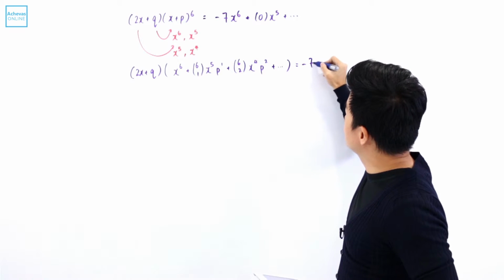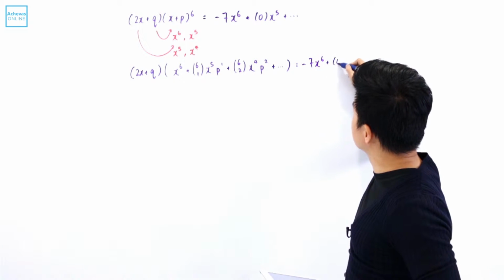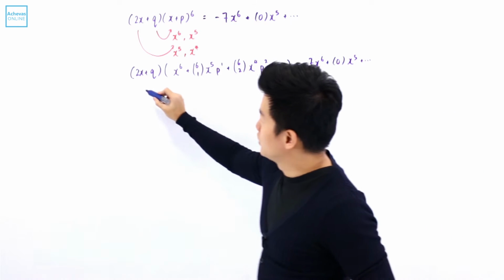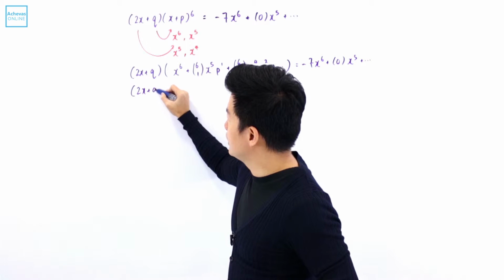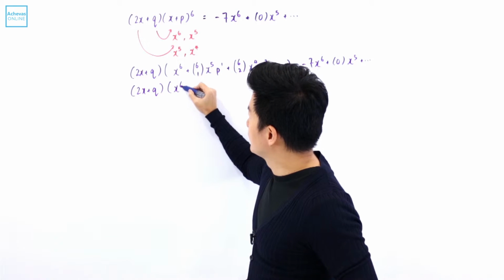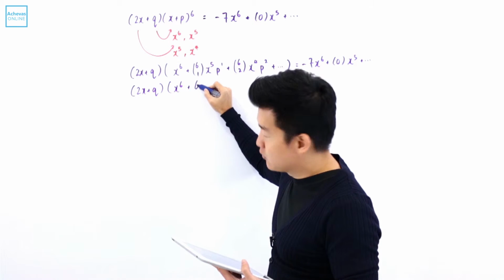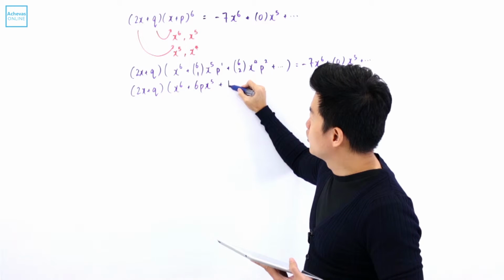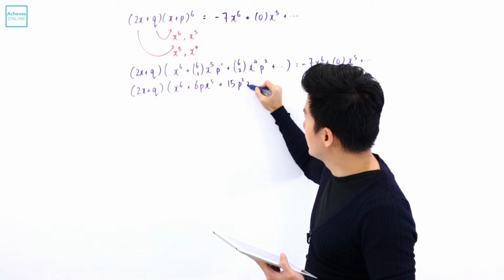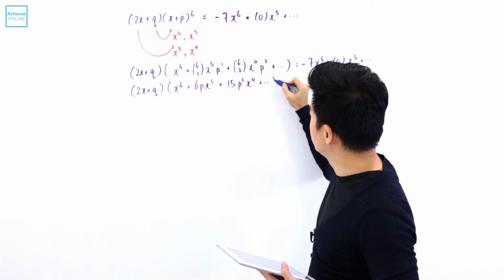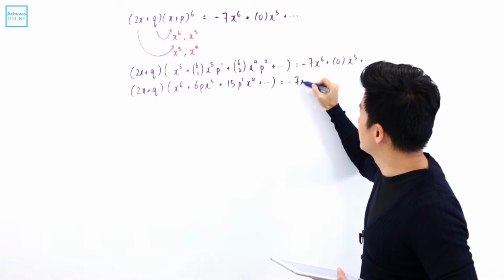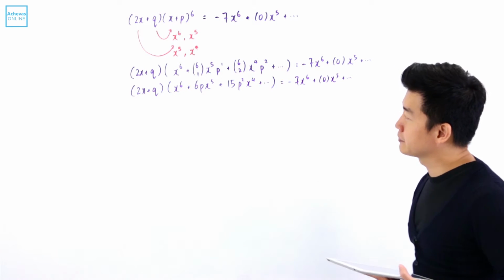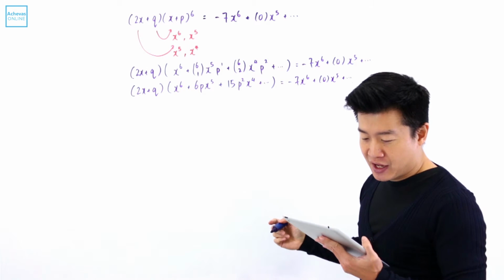This is equal to minus 7x to the power of 6 plus 0 of x to the power of 5 and so on. So this is 2x plus q multiplied by x to the power of 6 plus, here it will be 6p x to the power of 5. Here, if I were to press my calculator, it will be plus 15p squared x to the power of 4 and so on. This is equal to minus 7x to the power of 6 plus 0x to the power of 5. We need to expand this.